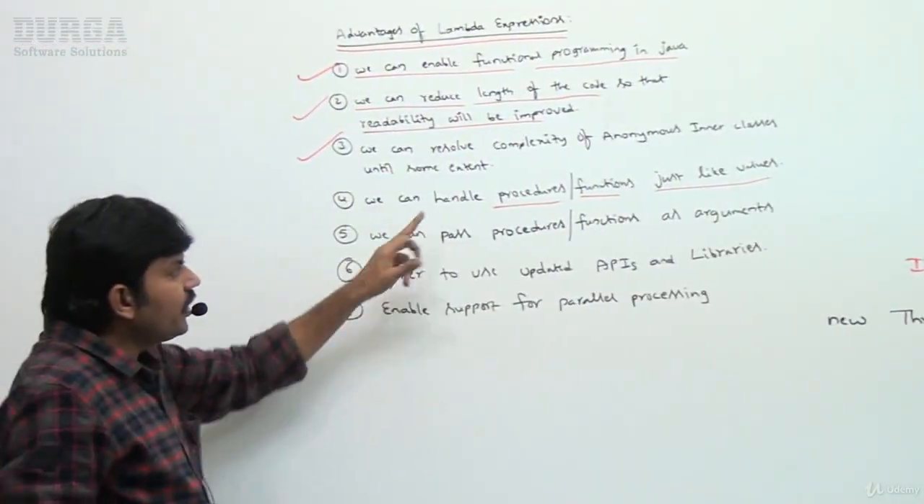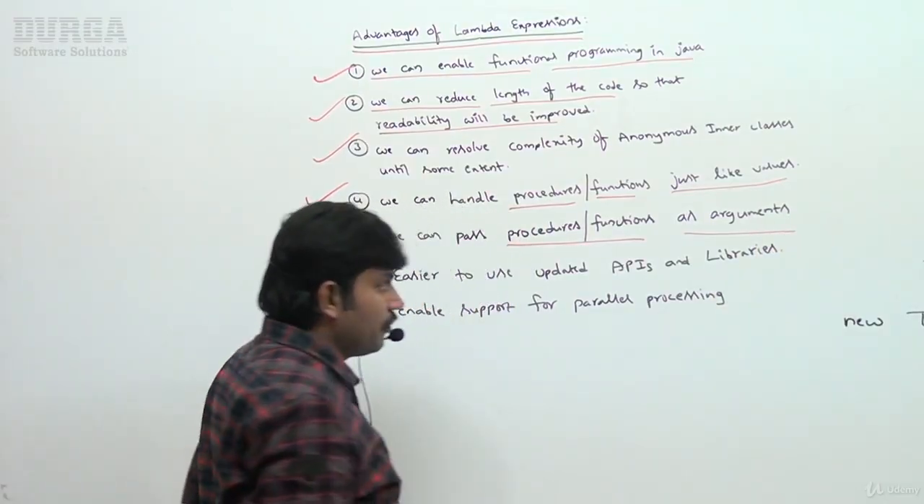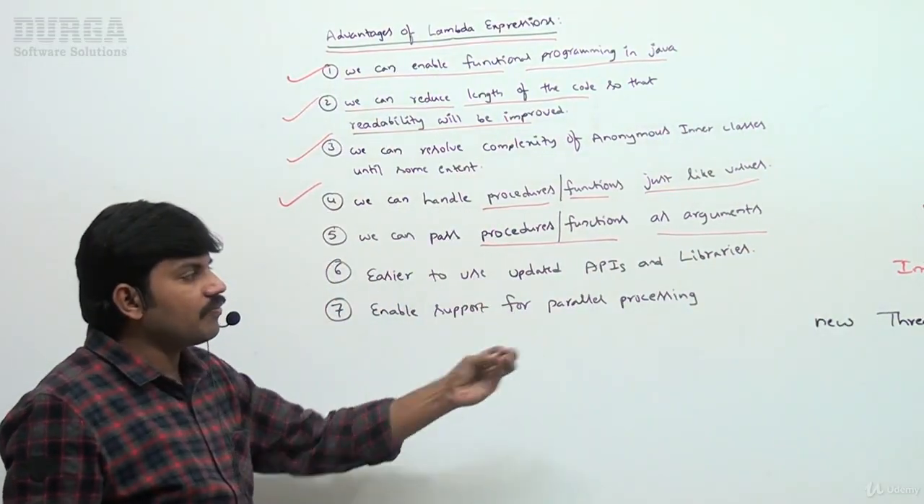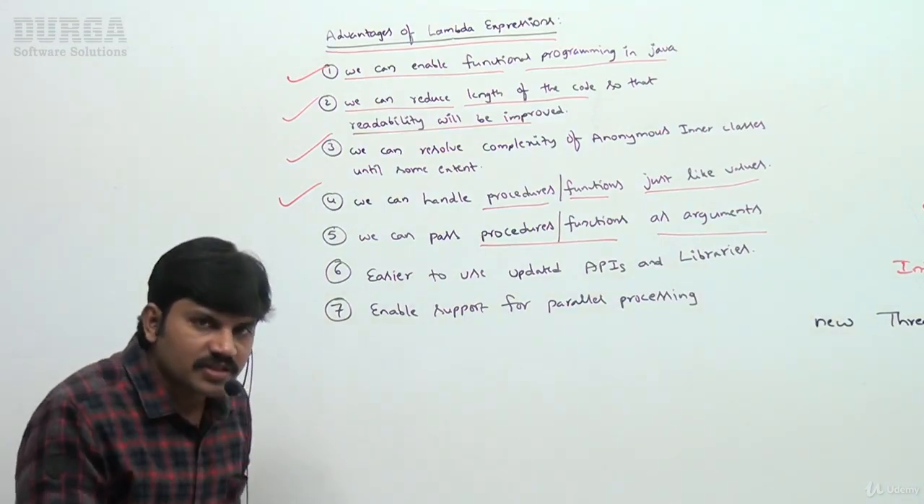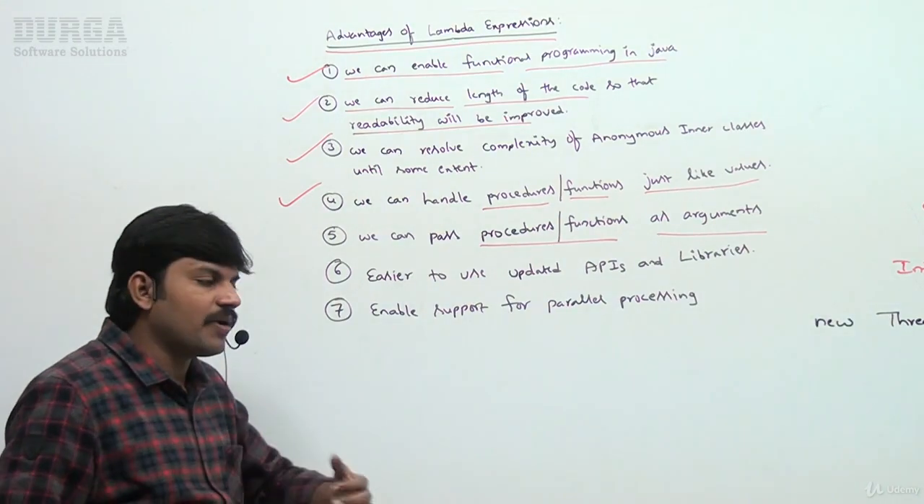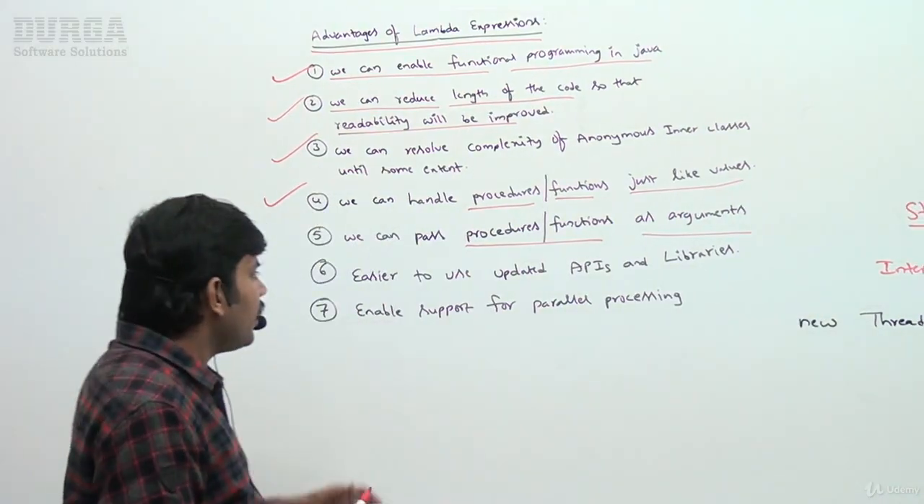Next, we can pass procedures or functions as arguments. Okay, it's possible. I am passing my required functionality as the argument. Within that method, that functionality is going to be executed. Like we can pass behavior directly instead of sending an object. Okay.